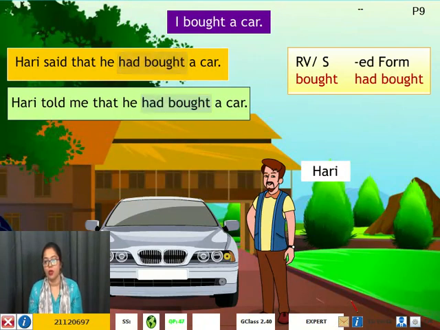Now you see how, in reported speech, the verbs get converted. Reported verb, oblique subject. In direct speech, the reported verb is in its main form. And when you are converting from direct speech to indirect speech, the verb becomes the ed form, or the third form of the verb. Before the third form of the verb, it will be had bought. Am I correct till here?